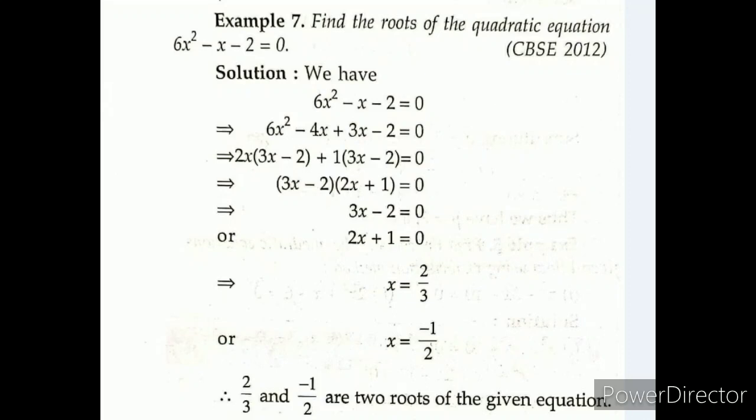So here we can see that by multiplying 6 and 2 we get 12, but students, we are not getting only 12, we are getting minus 12. So accordingly we will choose two numbers.